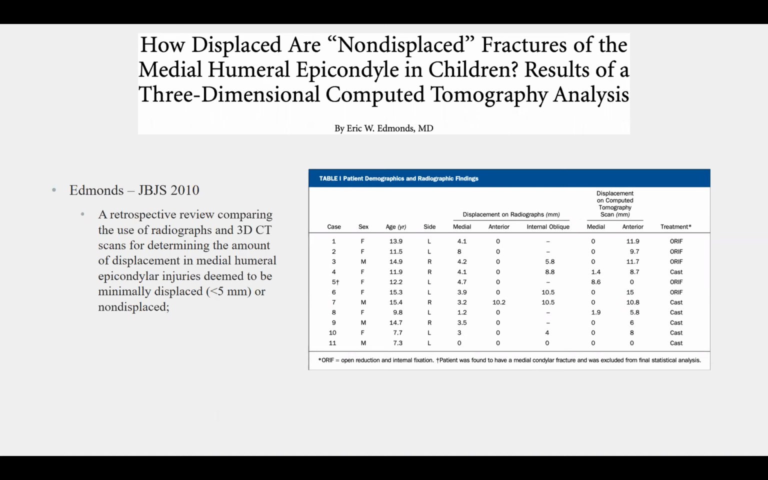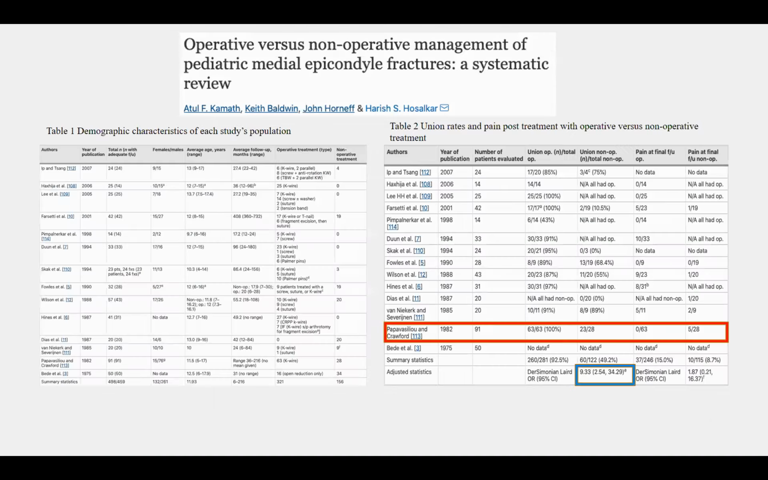The study demonstrates that standard AP radiographs and lateral views are neither sufficient to measure anterior displacement of the fracture fragment nor accurate enough to measure medial displacement in this injury. Internal oblique radiographs appear to at least approximate the amount of true anterior displacement. However, if warranted, a 3D CT scan can be used to accurately determine the amount of displacement in all domains.